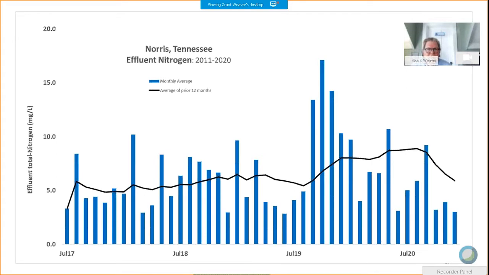Their rolling 12-month average is typically 5, 6, 7 milligrams per liter. Very respectable total nitrogen removal numbers for plants designed to meet what's typically the first stage of nitrogen limits as the regulatory agencies start to clamp down on it. 10's typically the number. So Norris is comfortably below 10.